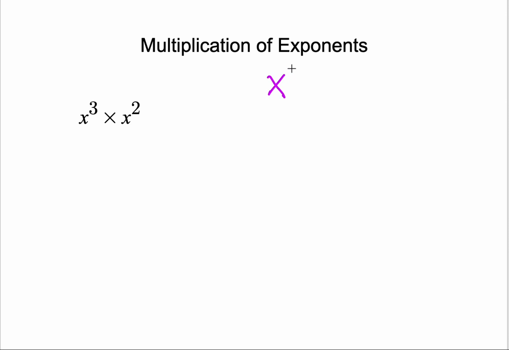If something is squared, we know that we're multiplying it by itself. There are two x's. If I had x to the fourth, I would be multiplying it by itself 4 times.